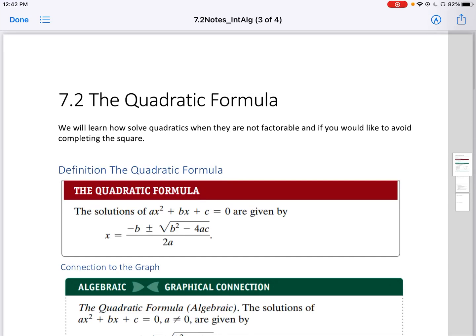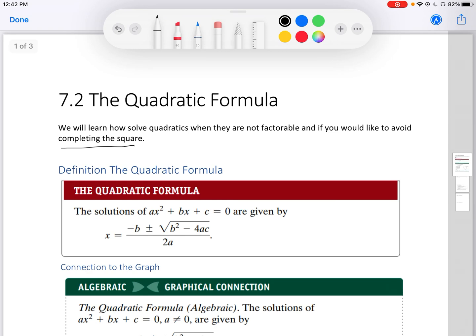Section 7.2, the quadratic formula. We will learn how to solve quadratics when they are not factorable, and if you would like to avoid completing the square, which was section 7.1.